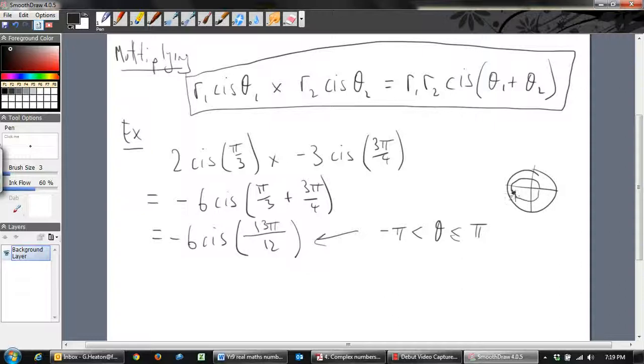So how do we correct it? We need to change that to negative 6 cis, and instead of 13 pi on 12, which has gone pi on 12 too far, let's change that to negative 11 pi over 12, because that's 1 pi on 12 short of that pi there. So there is the correct argument. Okay, so that's the correct value there, and that's how you multiply numbers together.